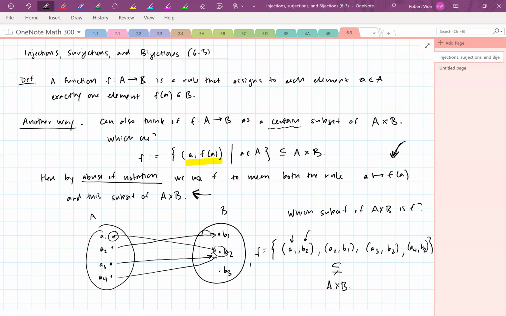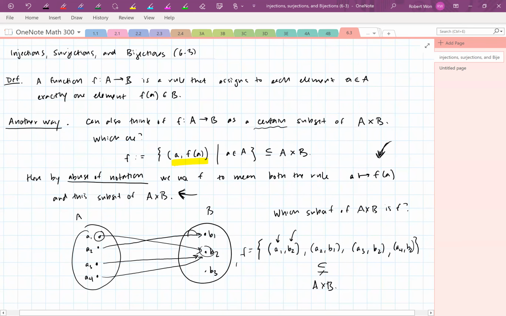So that's how you go from a rule to a subset. One question you could ask is, well, which subsets can actually come from functions? Well, if you think about it, the thing that made this arrow diagram a function was that we had one arrow out of every element in A. It didn't matter that there wasn't an arrow into every element of B. It didn't matter that some elements of B had more than one arrow in. What made it a function was that there was one arrow out of every element in A.